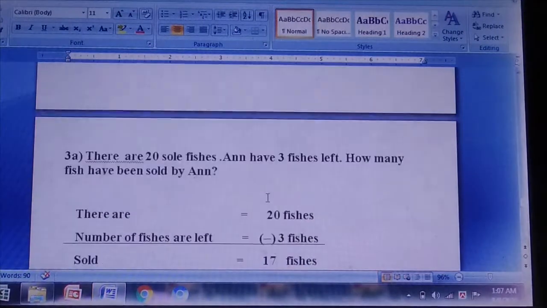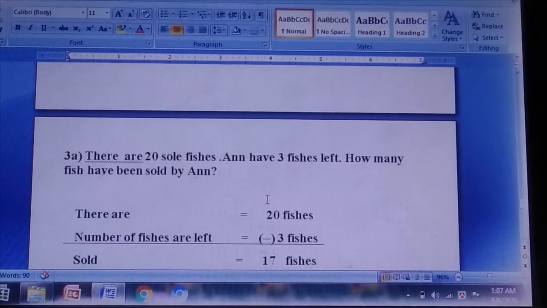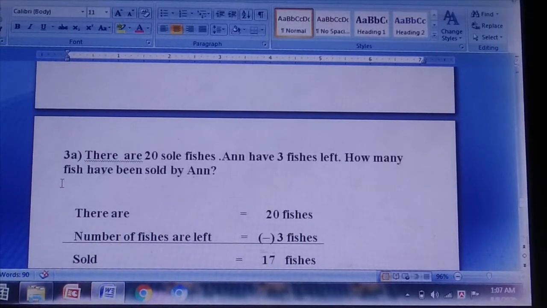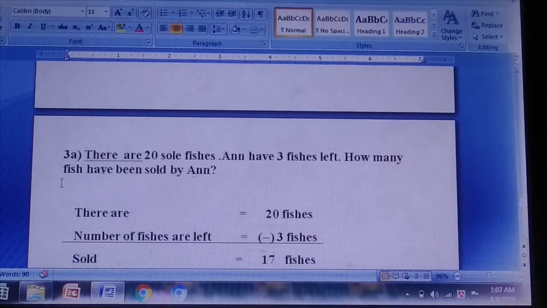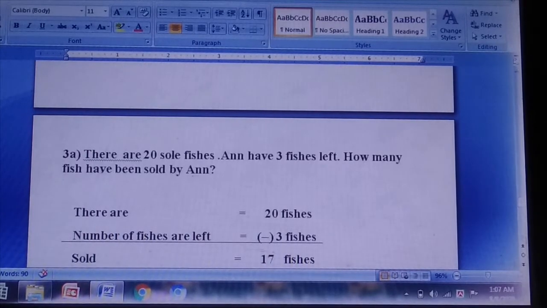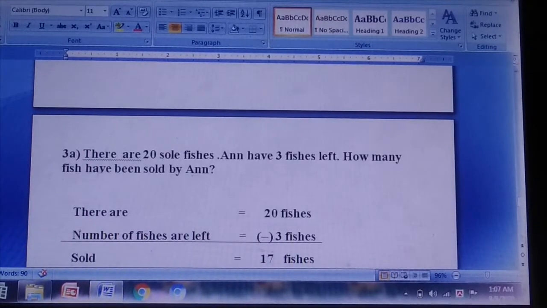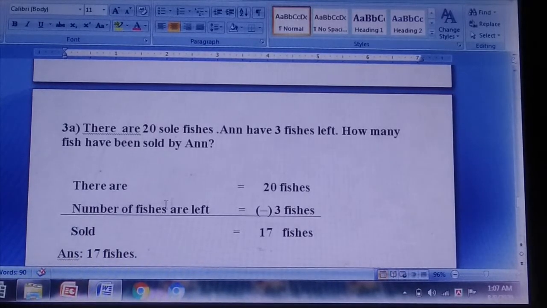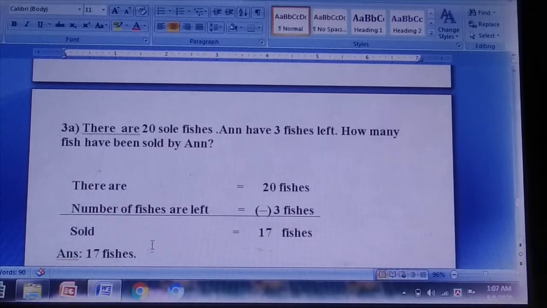I arrange this kind of maths in a word problem like this. Look at your question. There are 20 sole fishes and have 3 fishes left. How many fish have been sold by Anne? I arrange the number into a word problem, and while solving the word problem, you need to arrange the number and write the number with your proper statement, proper sentence.